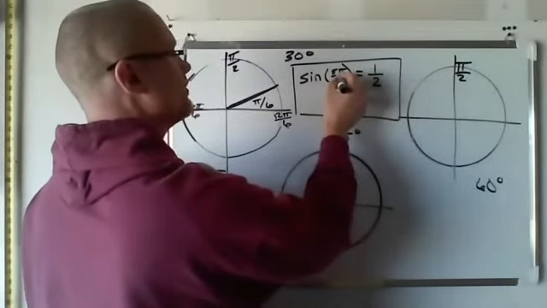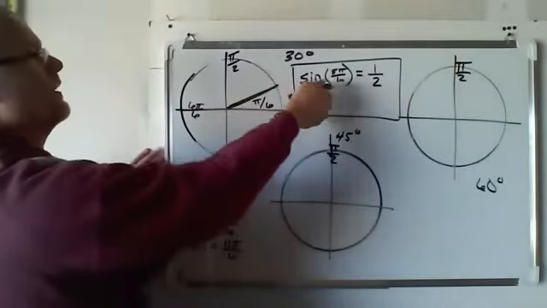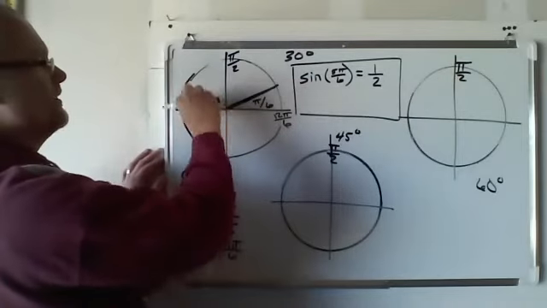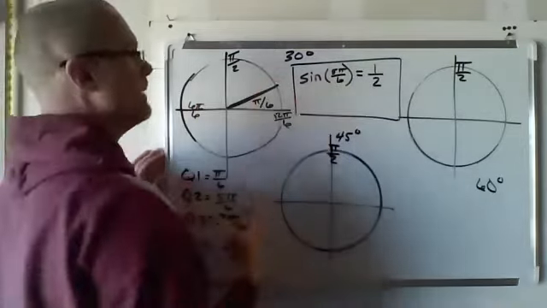5 pi over 6. Well, 6 pi over 6 is the division right here. So I'm always thinking about 5 pi over 6. Well, let's see, this is 6 pi over 6, so I must be in quadrant 2. So that's still positive in that situation.